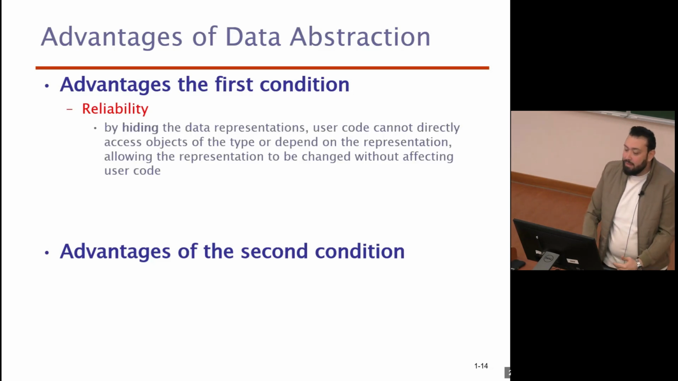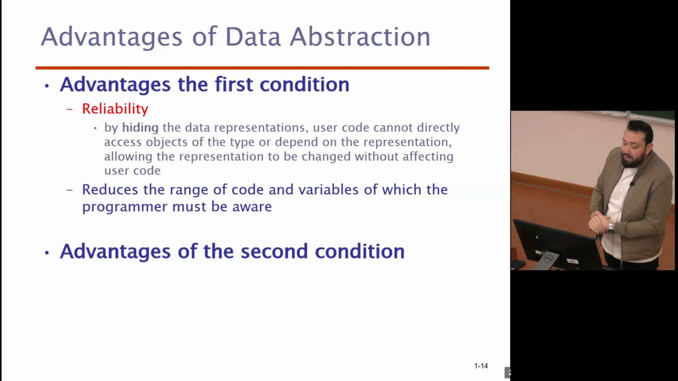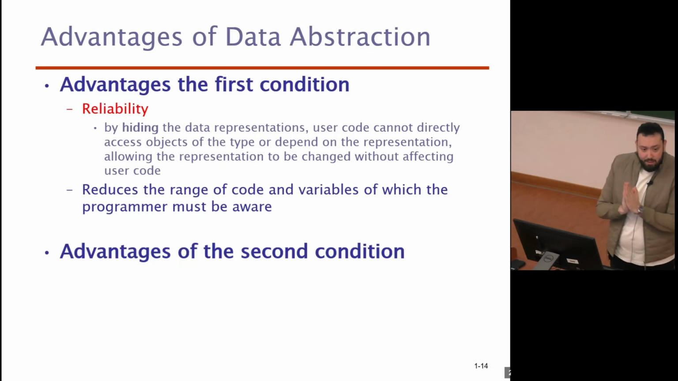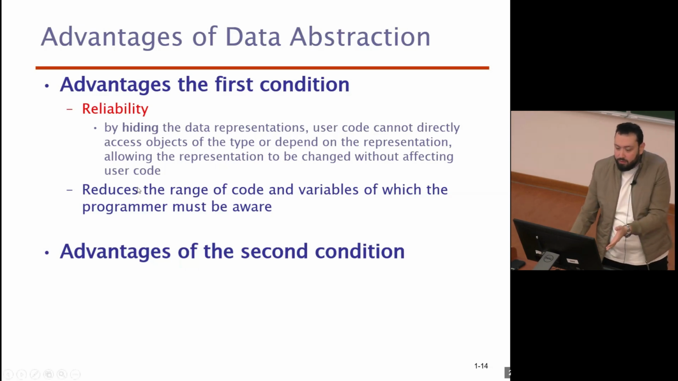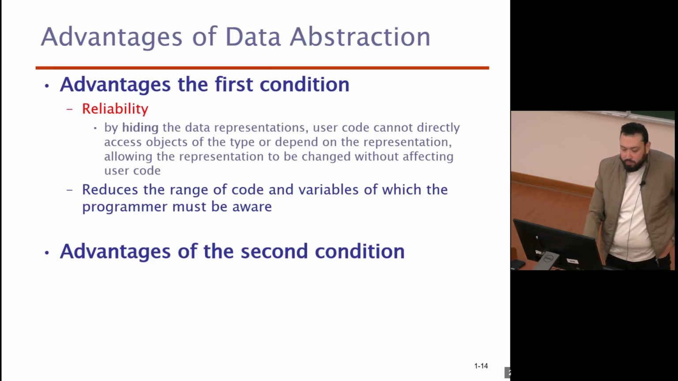So by hiding the data representations, user code cannot directly access objects, as we said, and this allows the representation to be changed without affecting your code. Another one is that it reduces the range of code and variables of which the programmer must be aware, which is what Catherine said: you don't have to worry too much about the code that you need to work with as a user.